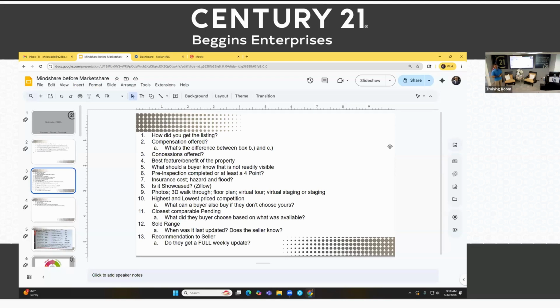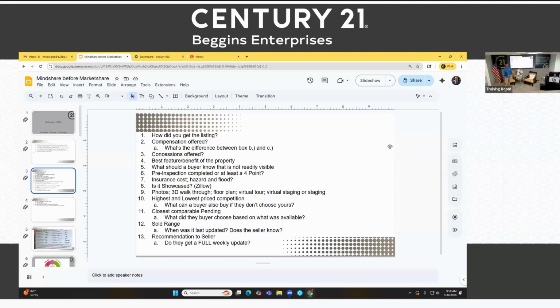Some of our listings have been on market 130 days, some on 20 days, some multiple offers, some no offers. So let's ask and answer these questions. Number two, is there any compensation that's being offered on that listing? Yes or no? Are you offering compensation? Yes or no? And what is the difference between offering compensation and requesting the agent to negotiate it within the offer?